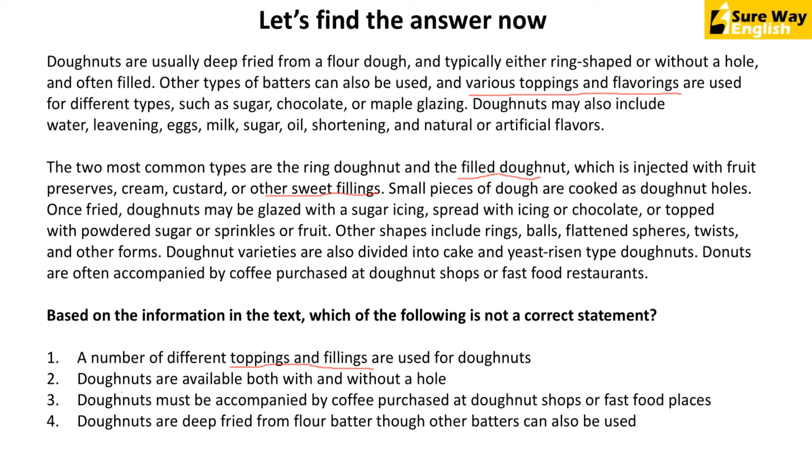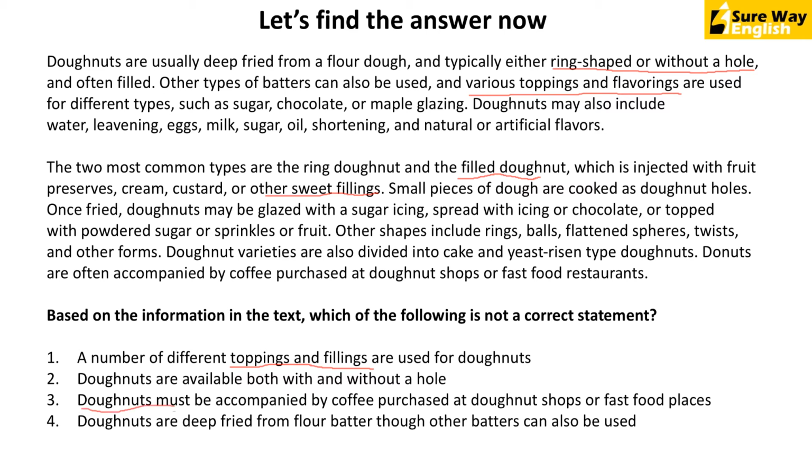Now let's go with option number 2. Donuts are available both with and without a hole. Now in the beginning, it says either ring shaped or without a hole. So that means they are available with or without a hole. So this statement is also not the answer because it is correct.